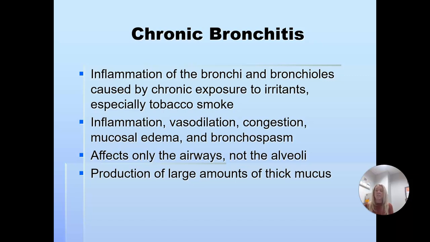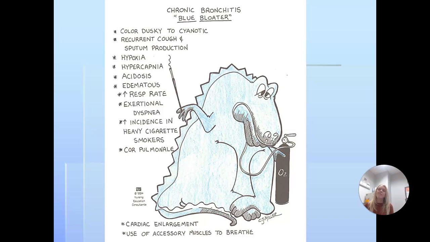With this, the cilia are destroyed, so they can't move or mobilize that mucus, so it tends to build up in the lungs. These are the patients we see as the blue bloaters. They have the cyanotic or dusky type appearance. They do have a cough, but this one they are going to actually cough up mucus. We can see edema form.